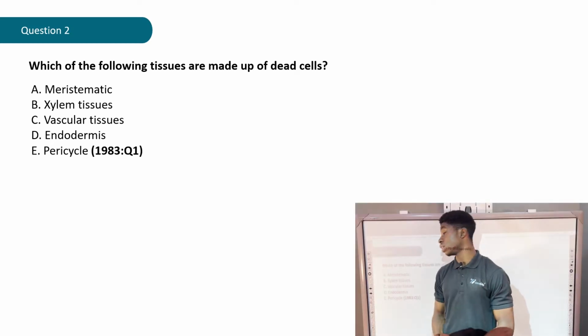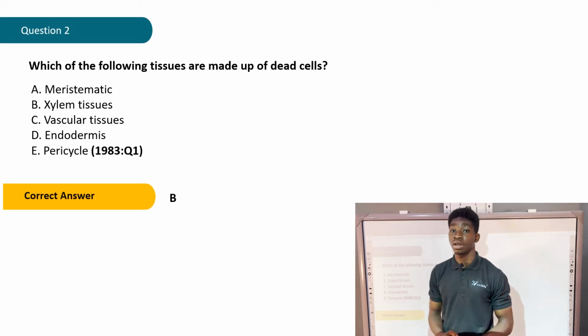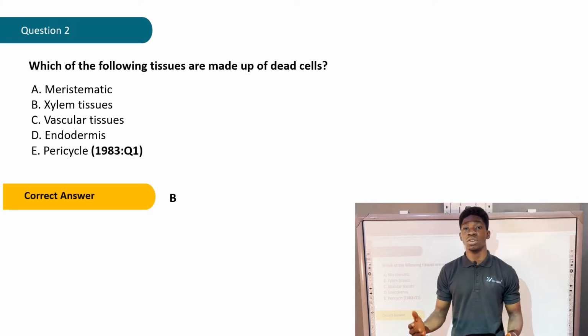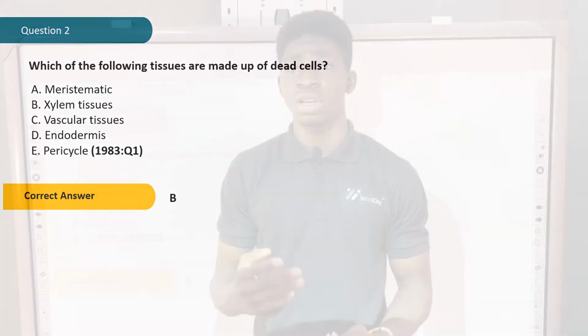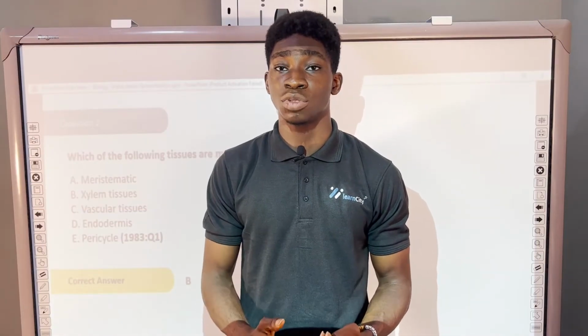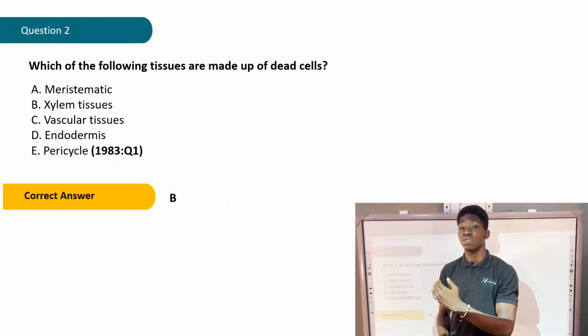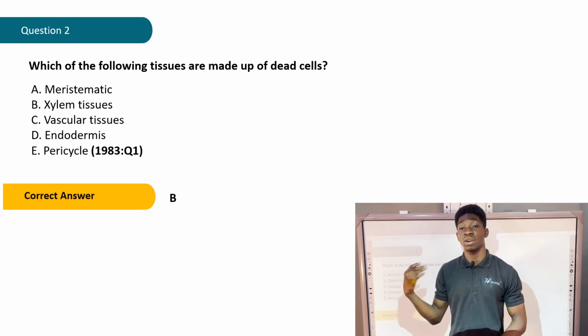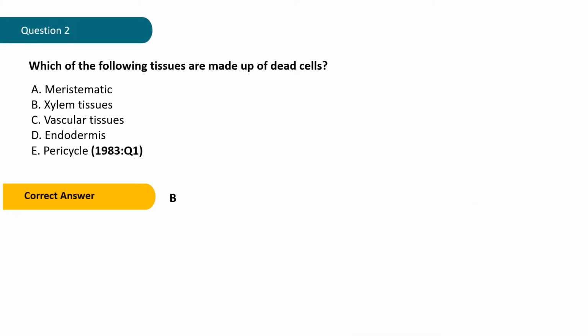Now let's see what the correct answer says. The correct answer is B. Xylem tissues. Xylem tissues are made up of 4 different kinds of cells, which are tracheids, vessels, fibers, and parenchyma. Parenchyma is made up of dead or lignified cells. And the question is asking us which of the following is made up of dead cells. And the correct answer is xylem, because parenchyma, which are made up of dead and lignified cells, are also found inside xylem.